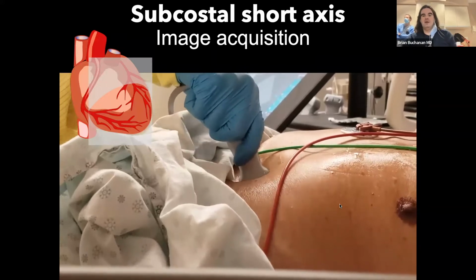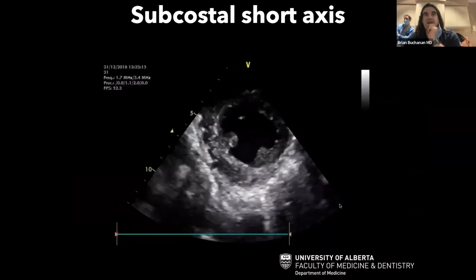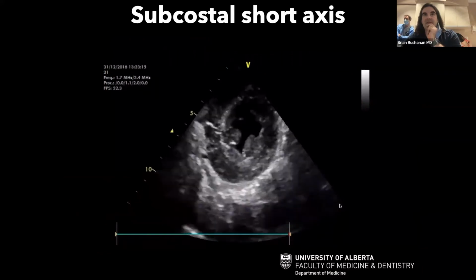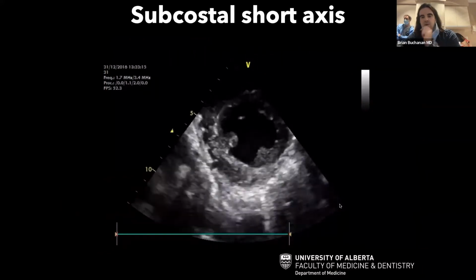Being able to generate subcostal four-chamber or long axis and short axis is also really helpful, especially in critical care and emergency settings where that may be all you have. So there's a subcostal short axis. You can see it can be fairly high quality. It really just depends on the patient, so that part is variable.